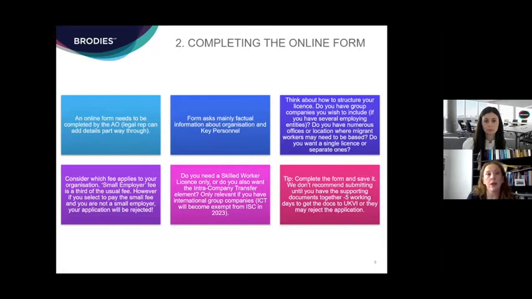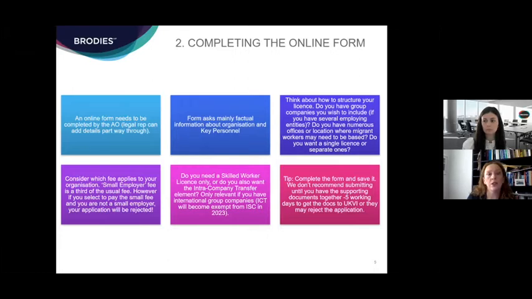But some things to think about when you're creating the information for the form is how you're going to structure your license application. So for some organisations, they will just have one employing entity. Others might have 2 or 3 employing entities, and there's a decision to be made there about whether you put all of those onto the single application or whether you want to have separate sponsor licenses for each employing entity. For other businesses, they might have several locations where migrant workers might work. If so, ensure that you add all of those addresses onto the application, and those are sometimes referred to as branches.